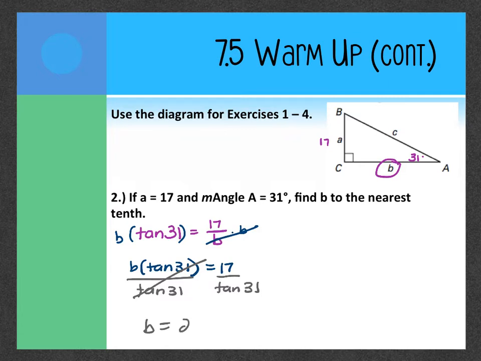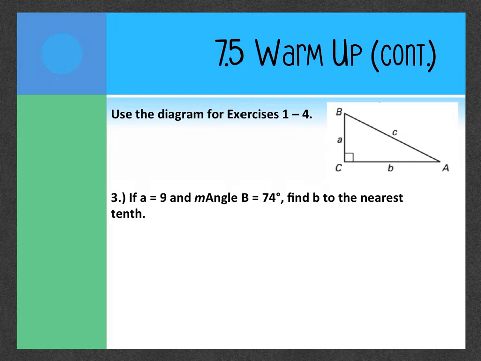And I get B is 28.29. And this says round to the nearest tenth. So we're going to make that 28.3. Another thing to remember here is the shortcut is that if the number's in the numerator, you can just take that number and divide it by what's on the other side.